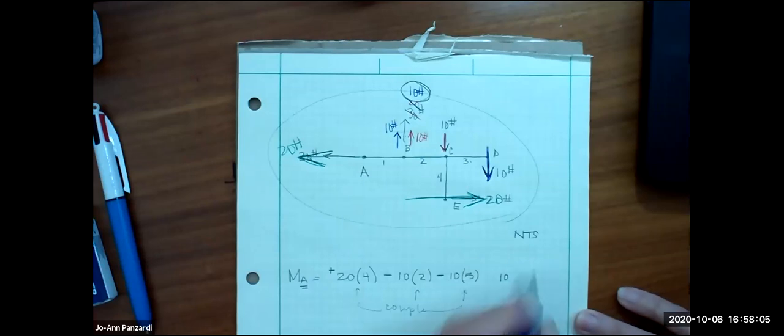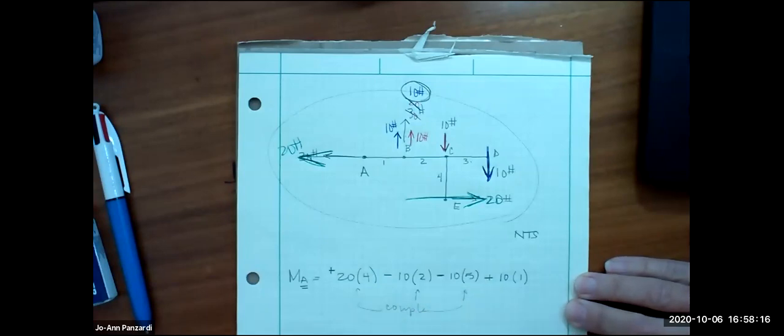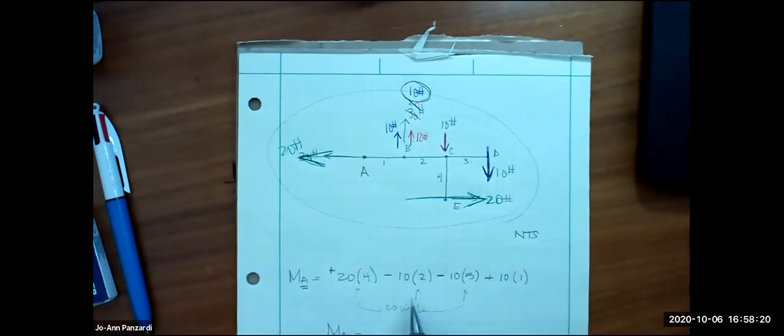Right, that remaining 10. So we're trying to find the moment about point A. So what's the distance? 1. Positive or negative? Positive. So the moment about A turns out to be, let's see, these are both negative, so that's 60 negative, 60. I think I have plus 20.